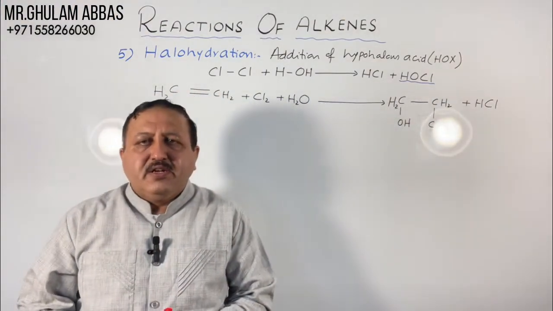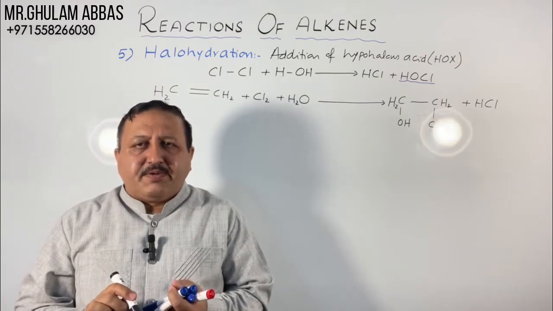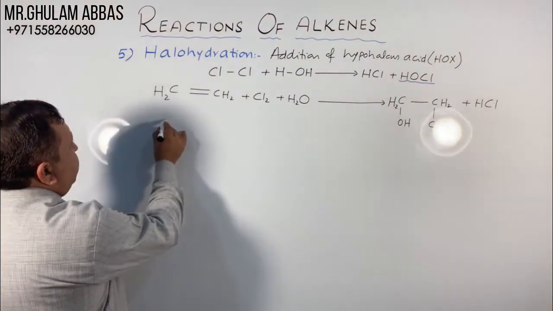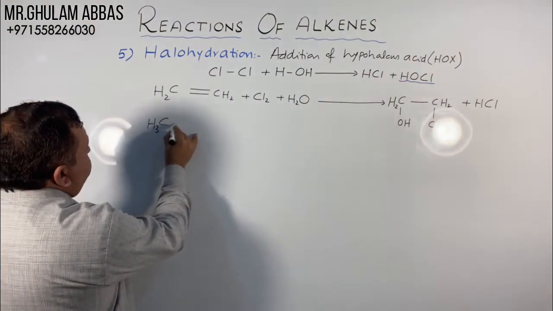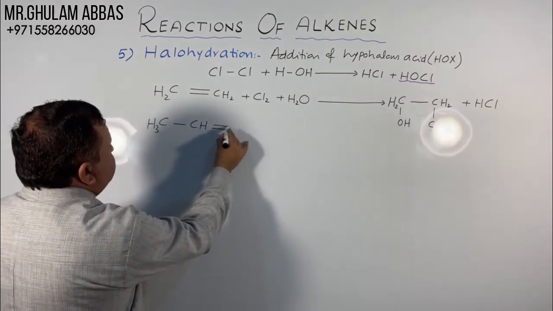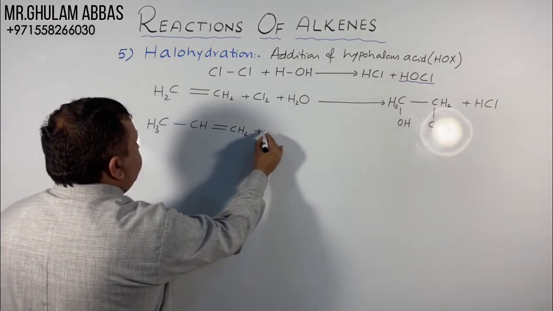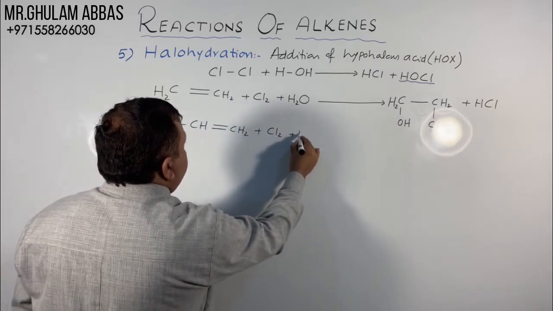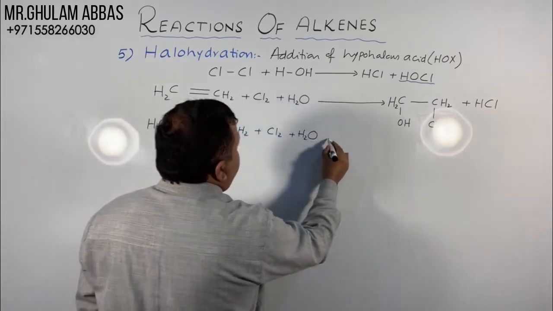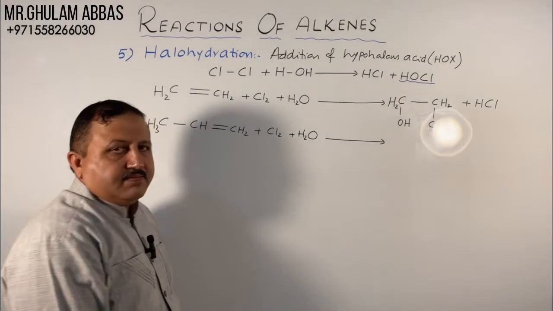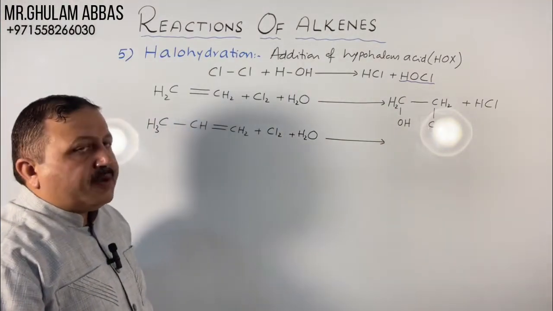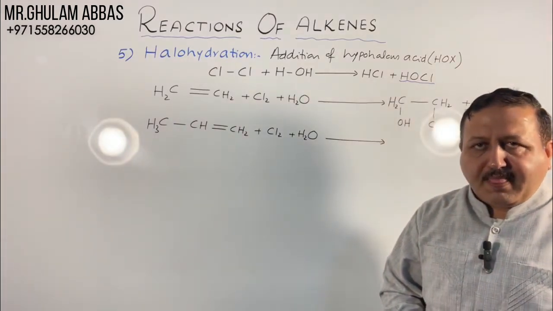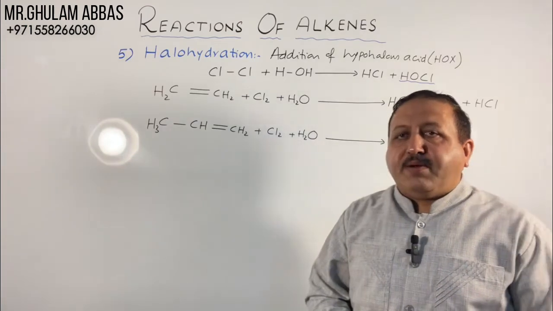We can attach OH to any carbon, Cl to any carbon because the alkene is symmetrical. If we have an unsymmetrical alkene, CH3 CH double bond CH2 plus Cl2 plus water, we can also add Br2 plus water. Now the problem is, which will be the product? How can we apply Markovnikov's rule?